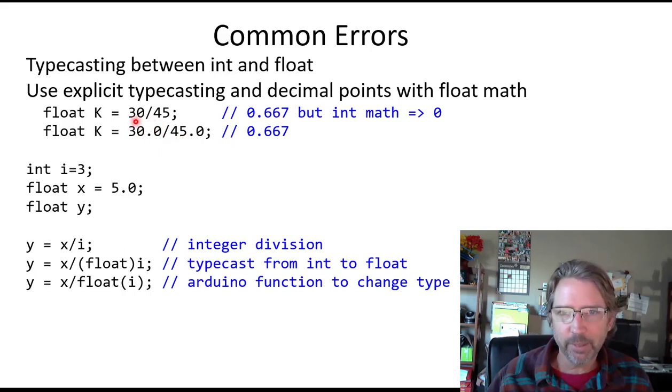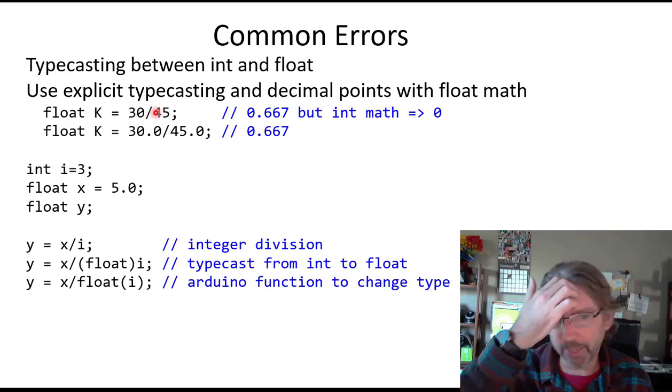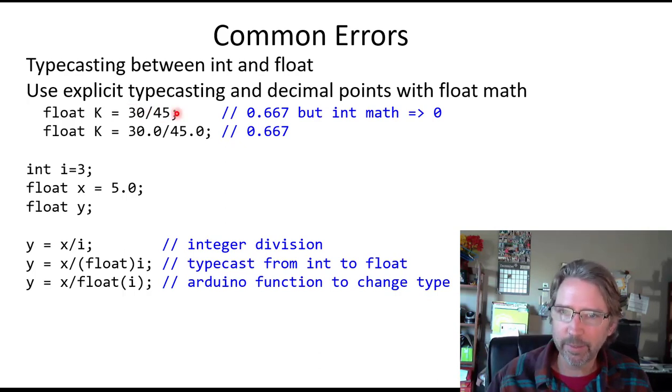And unfortunately, when C sees a line like this, it does integer math to divide 30 by 45 as integers, which is more efficient than floating point math, so that's what it goes for. This is a ratio 0.667, and because it's doing integer math, it truncates that, and you're going to get a 0. So 30 over 45 as an integer math is 0. 30.0 divided by 45.0 is actually 0.667.